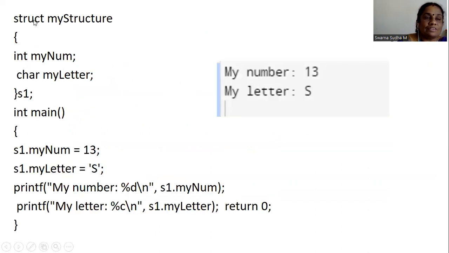For example, we have a structure called my structure, where we have my number and my letter. For this structure, I have created a variable called S1. If you want to access this member, you have to use the variable name dot the structure member field, that is my name. Then you can initialize 30 or S letter. Even when you are printing, you have to give the variable name with the help of the dot operator, my name. Like this, you will be able to access the structure by using a dot.